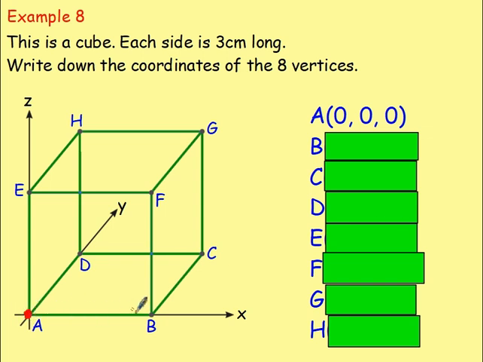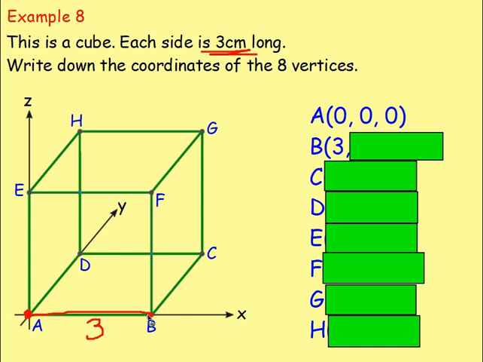So how would you get from A to point B? You need to think, how far along do you have to go? How far back do you go? And then how far up do you go? So, how far along do you go? Good, it tells you up here, every side is 3 centimeters long, which means we would come along 3 units. So, the x value will be 3. We're now at this point here.